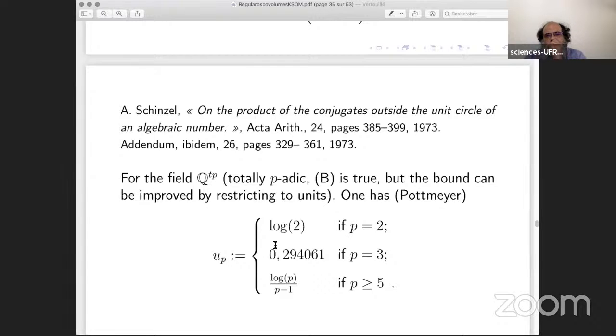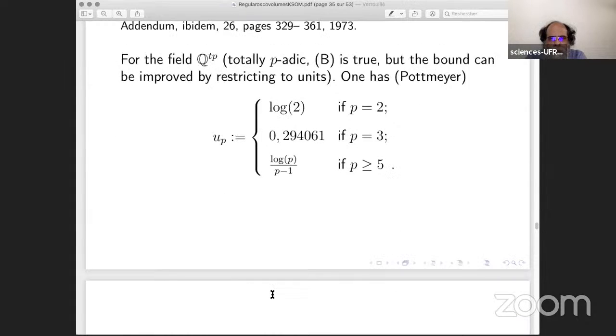And for totally p-adic fields, you have, for example, the nice result of Pottmeyer that tells you that this is true with the following bounds. But you see that the bound goes to 0 when p goes to infinity, because you have a log p by p. So this is what is going to prevent us from reaching the full Villegas conjecture with c bigger than 1 for large enough p's.